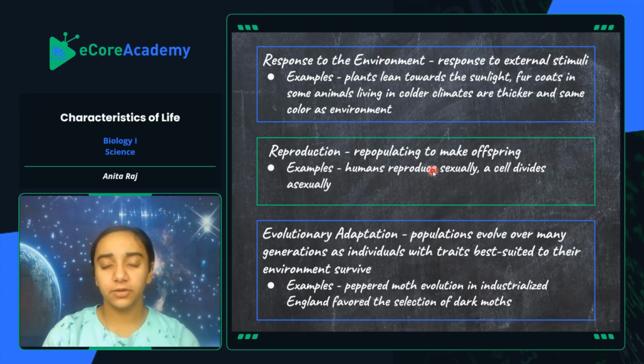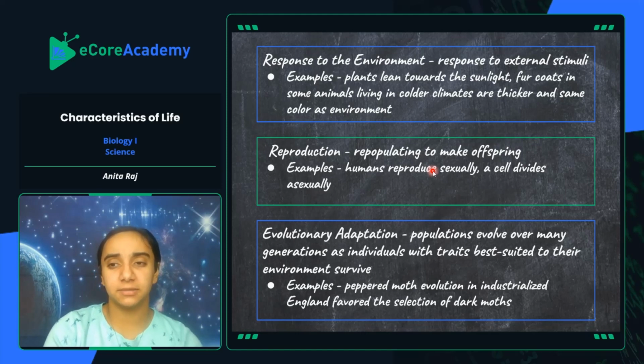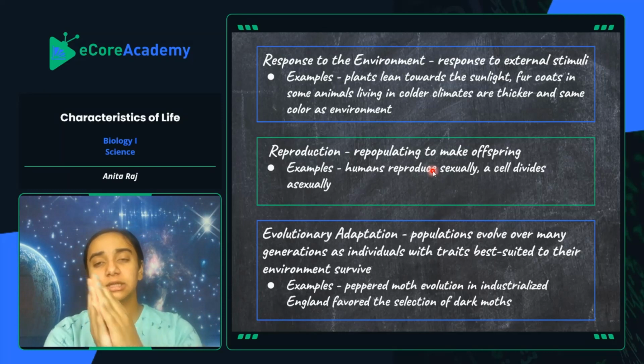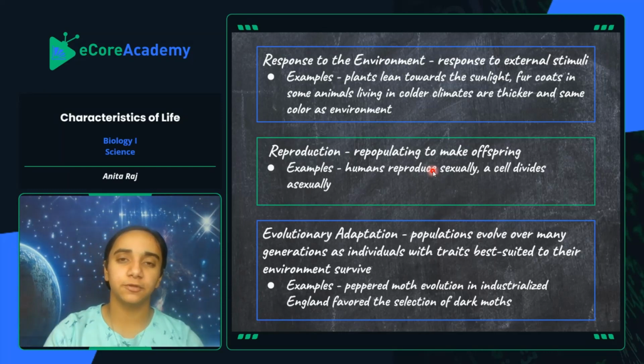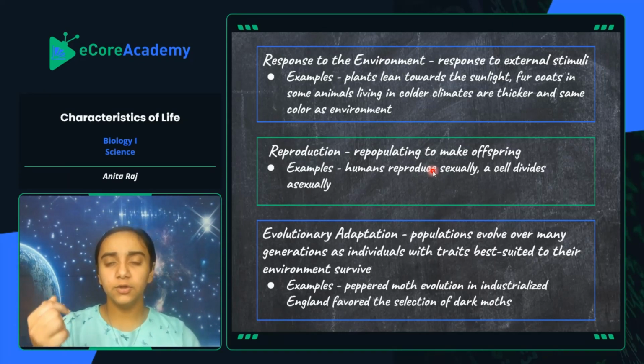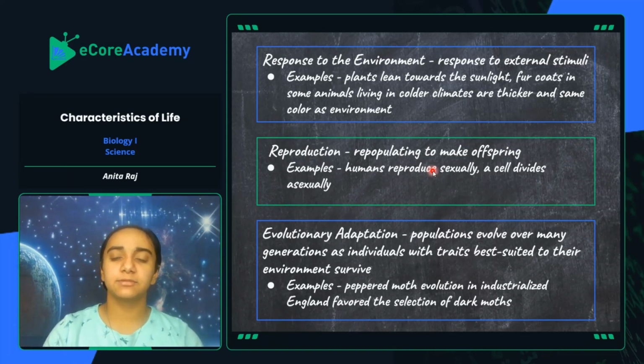But we can look at examples of when we do respond to stimuli. For example, if you put a plant in a room and one side of the plant faces the window and the other side faces the darker part of the room, the plant is actually going to lean towards the sunlight because, as you know, plants need sunlight for photosynthesis. So it's actually responding to the environment. And you have another example. Fur coats in some animals living in colder climates are thicker and the same color as the environment.